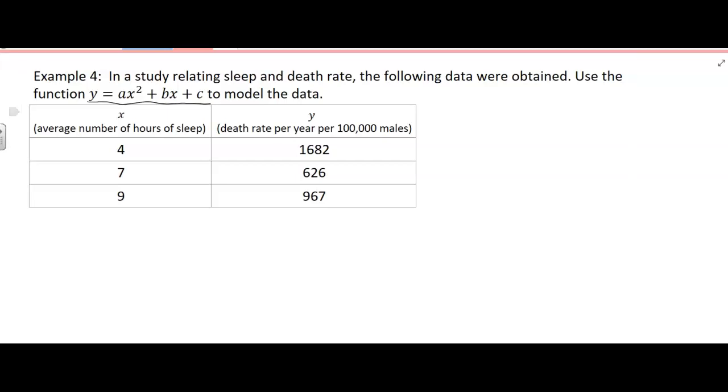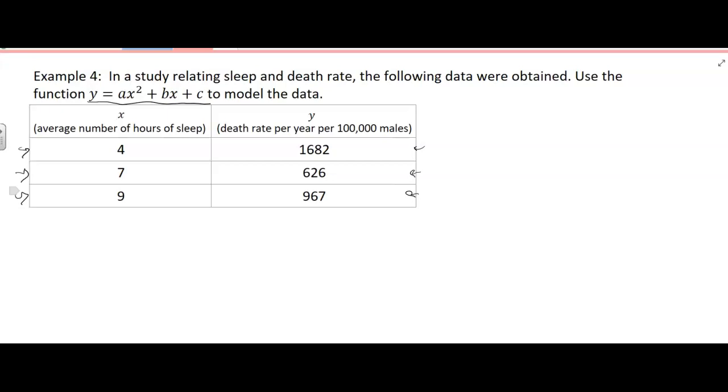X is the average number of hours of sleep. So if you're averaging 4 hours of sleep, the death rate per year per 100,000 males is 1,682. So it sounds kind of high. And then when people were averaging 7 hours of sleep a night, I guess we're just doing this on men, the deaths were 626. And then 9 hours of sleep seems to go up a little bit to 967. So it looks like about 7 hours is the best amount of sleep to have.